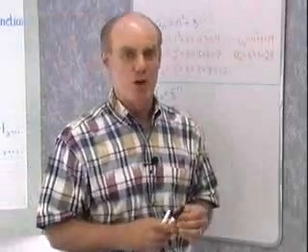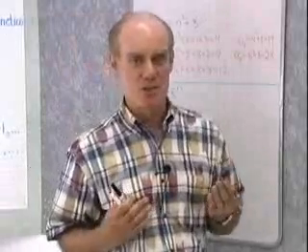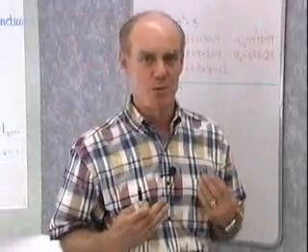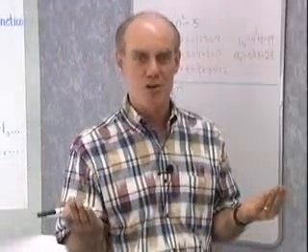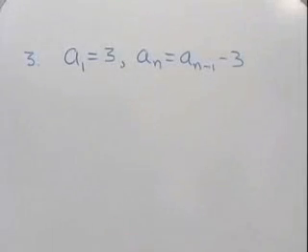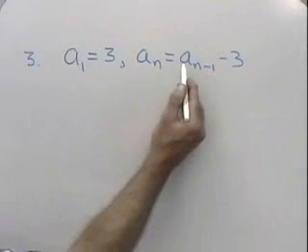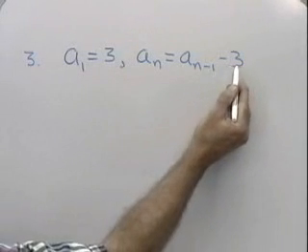The next problem I want to look at, we're given the terms of the sequence in a recursion formula, where we're given the nth term in terms of the term that came just before it. Let's take a look at it. Problem number 3, the first term, a1, is 3, and the nth term, any term, is a sub n minus 1 minus 3.